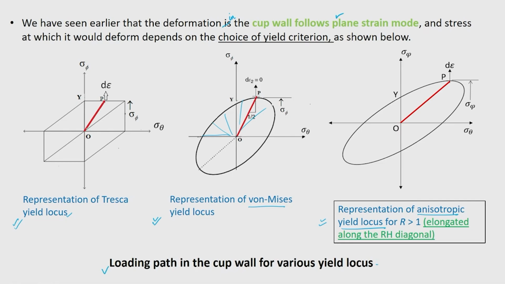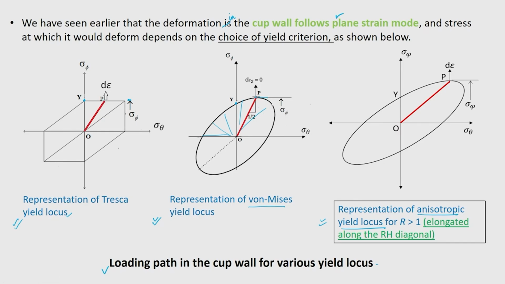So you are going in the flange region, this is the way your stress is going to evolve. It will start from O, it will reach P when yielding is going to start at Y, and you will see that sigma phi would be of this value. The same thing if you see from the von Mises yield function: you start with O, you will reach P, and you will see that it is going to reach Y like this, and your sigma phi would be this much value.